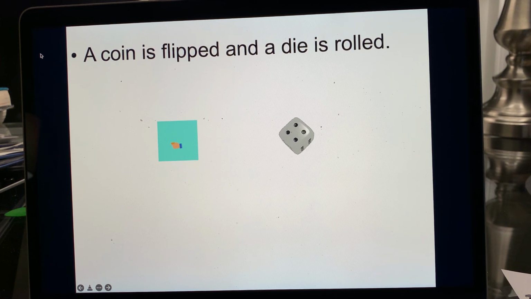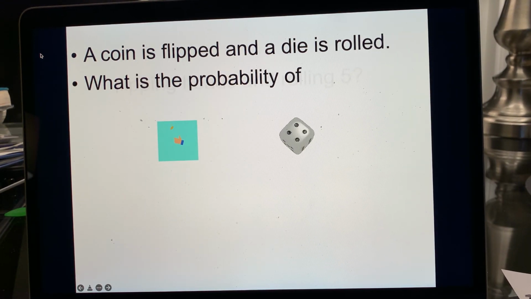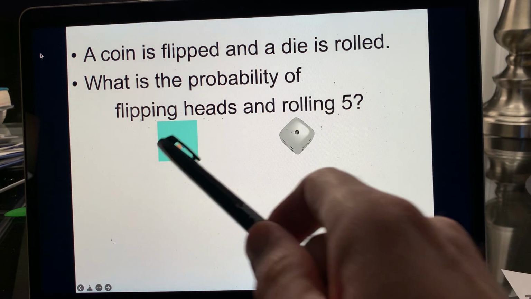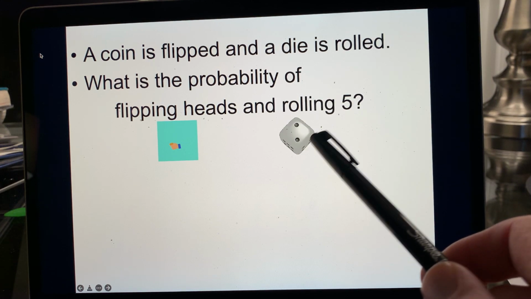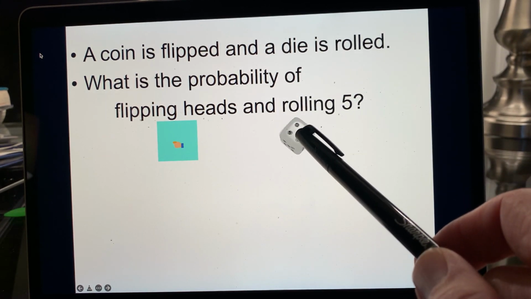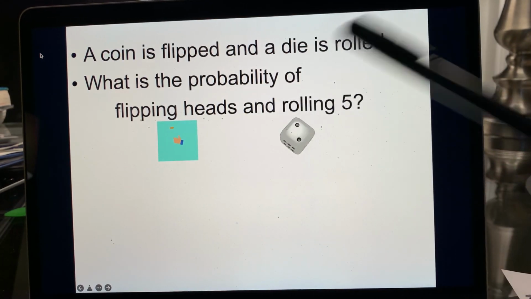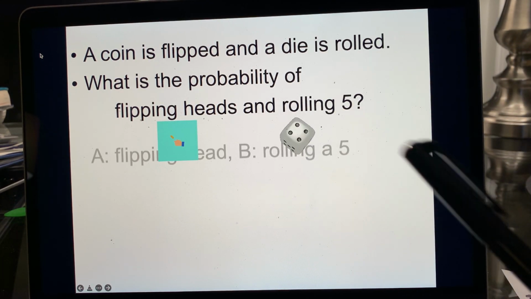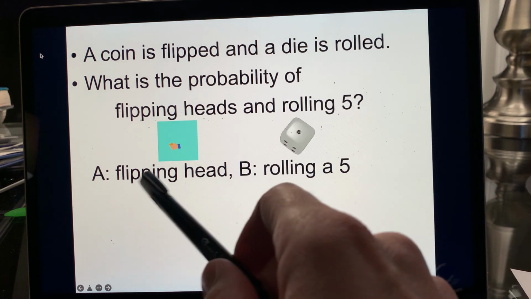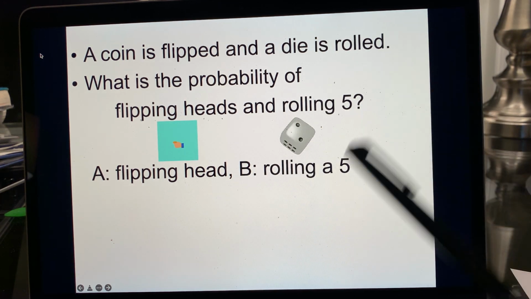The next part talks about linking a couple of events together. Imagine a coin is flipped and a die is rolled. What is the probability of flipping heads and rolling a 5? Clearly these are independent events as well. When you roll a die and flip a coin, they don't affect each other in any way. So I would let A be flipping heads and B be rolling a 5.